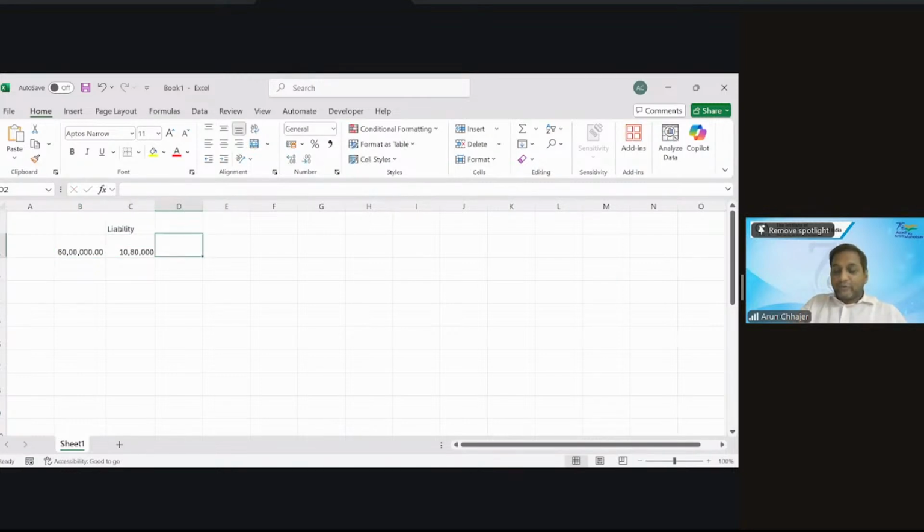So liability comes to 10 lakh 80,000 and it's 1%. So that will be 10,800. This person would require to pay the amount in cash.